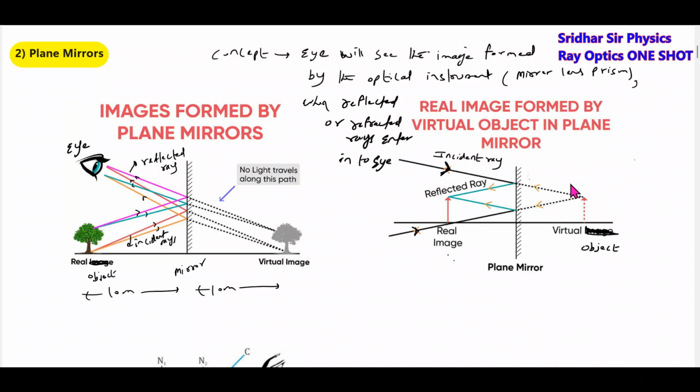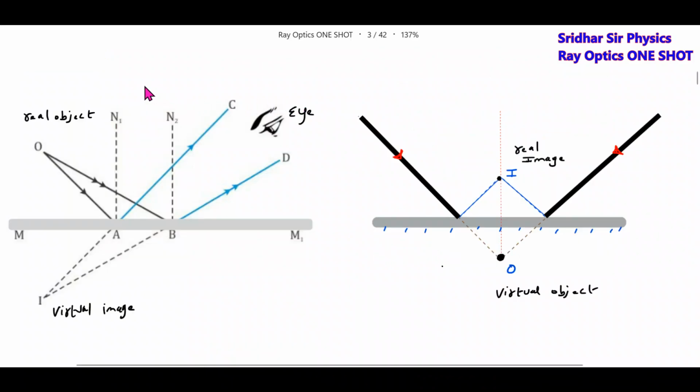Next we have a virtual object. The incident rays are incident on the mirror. After reflection, they'll meet at this point. So it will form a real image. So what does the plane mirror do? For a real object, it will form a virtual image. For a virtual object, it will form a real image. Okay, sir, we are getting confused. We want a little bit of clarity. Next, we have the real object. From here, the rays are incident. They will strike the mirror.